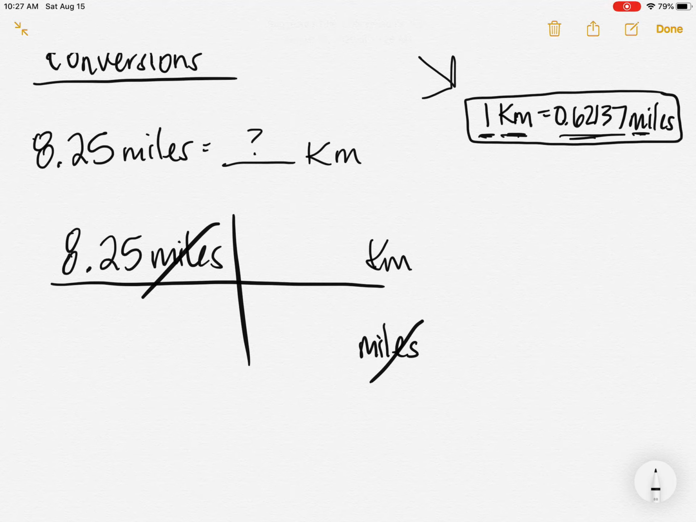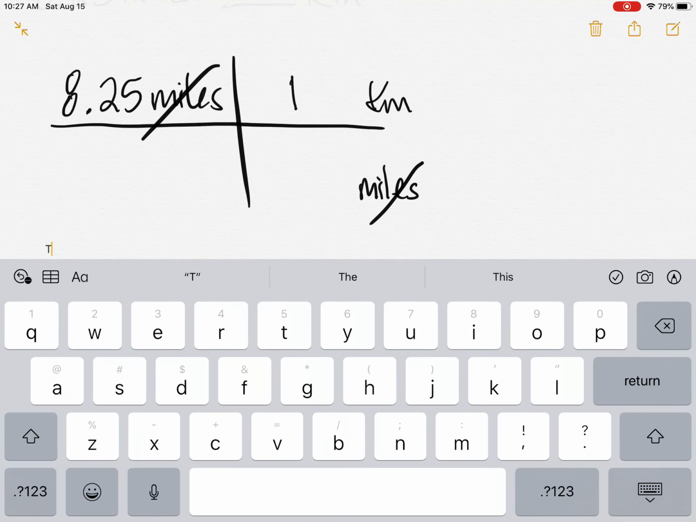And I'm going to follow that same thought process that if in my conversion factor it says 1 kilometer, then I'm going to put the 1 with the kilometer. So all I'm doing is matching it up. And then of course the 0.62137 miles is going to go with miles.